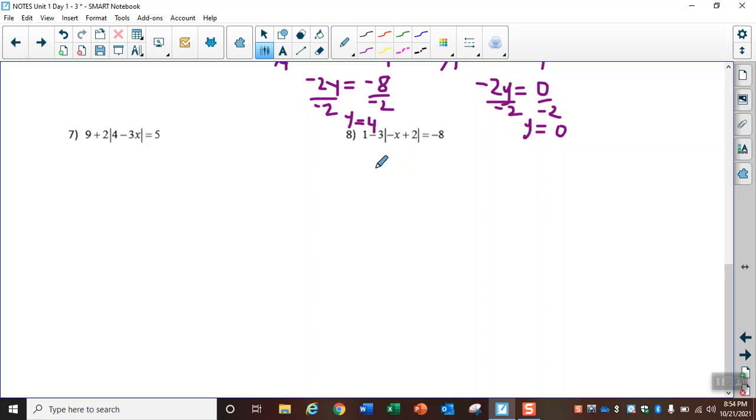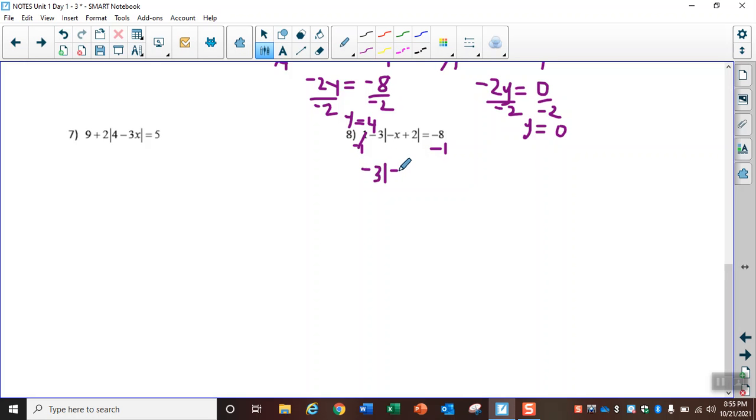All right, and then so for 8, I've got a couple things I need to do. Remember, I'm going to add or subtract first. So this negative 3 is stuck to the absolute value. So this is actually negative 3 times this. So first I'm going to get rid of the 1. So I'm going to minus 1 on both sides.